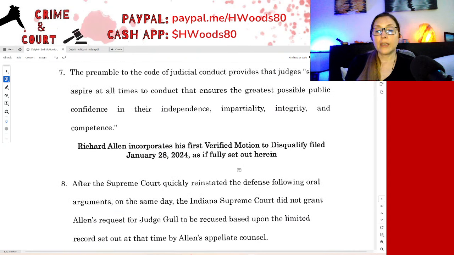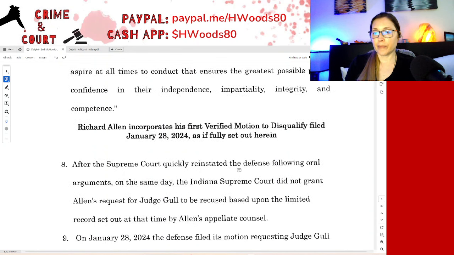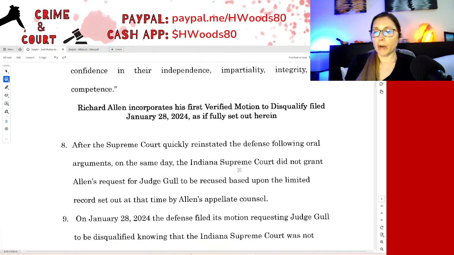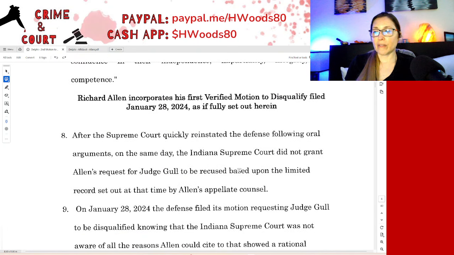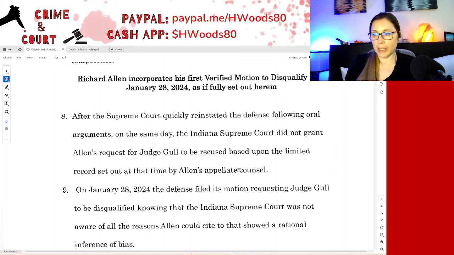All right, so next, Richard Allen incorporates his first verified motion to disqualify, filed January 28th, 2024, as if fully set out herein. So after the Supreme Court quickly reinstated the defense following oral arguments, they ruled to put Rozzi and Baldwin back immediately on the case.